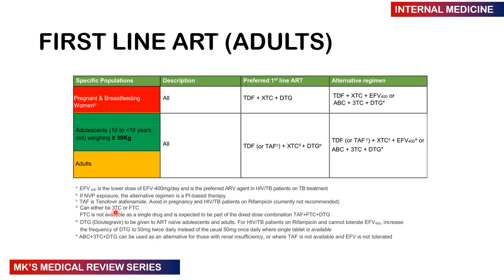Then, of course, XTC can either be 3TC or FTC. 3TC is lamivudine, FTC is of course your emtricitabine. So if FTC is not available as a single drug, then it is expected to be part of the fixed dose combination, then we can give your TAF, FTC, and your DTG. Then, of course, DTG can be given to those that are naive, that have never taken any antiretroviral treatment before. Then, of course, for those that have HIV with TB, and they are on rifampicin and they cannot tolerate the efavirenz 400, we increase the frequency to 2 times a day as opposed to once a day. I hope that makes sense.